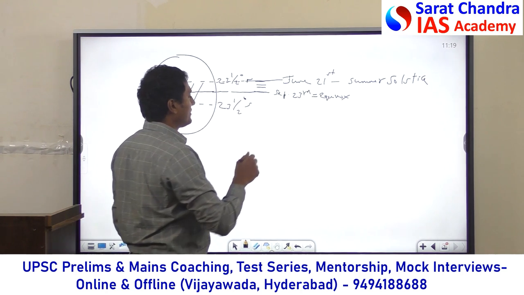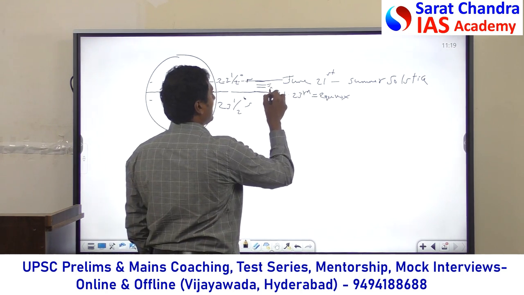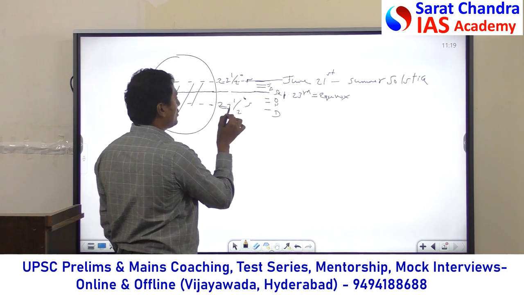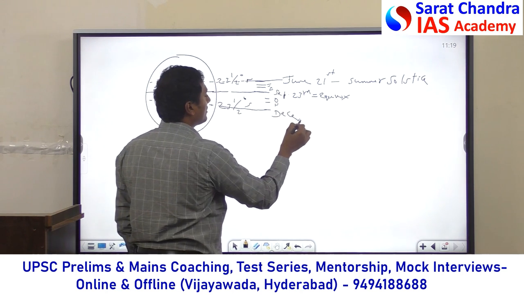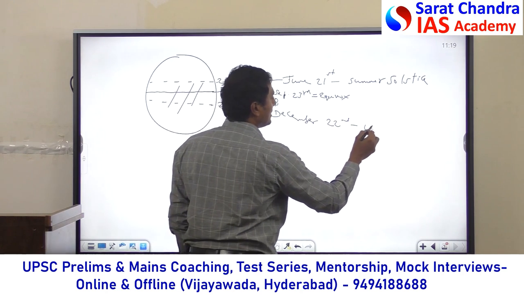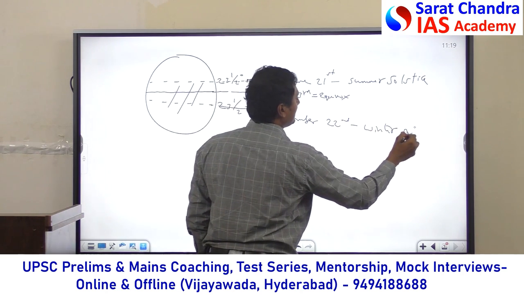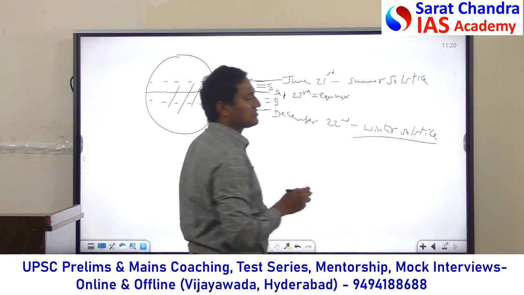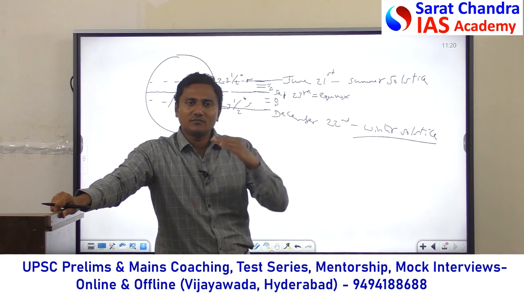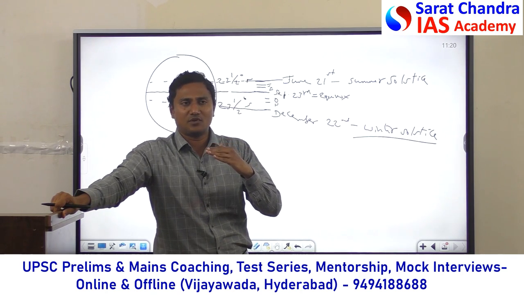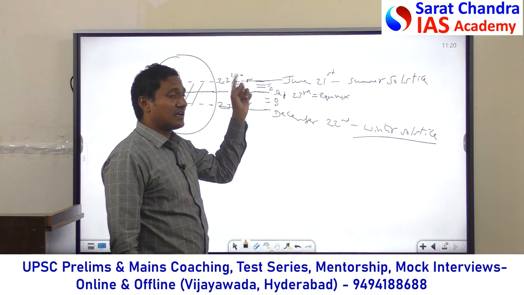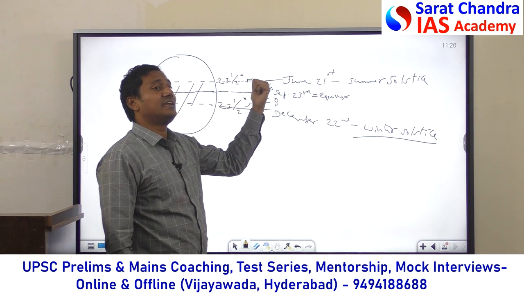Okay. Then friends, September, then October, then November. In December, it exactly comes to the Tropic of Capricorn. So December 22nd is also called the winter solstice. On that day, the sun reaches the extreme south, that is the Tropic of Capricorn. On the day when the sun is here, northern hemisphere countries like India will have the longest night.